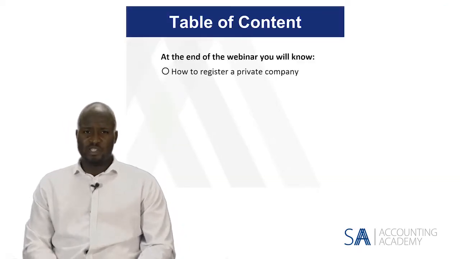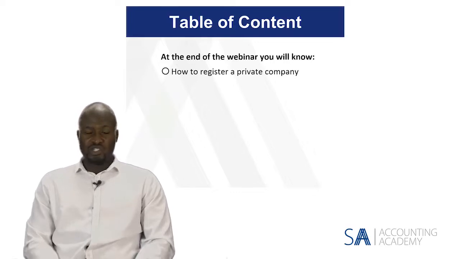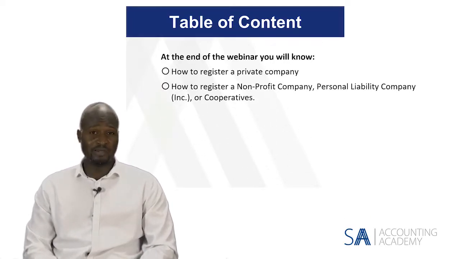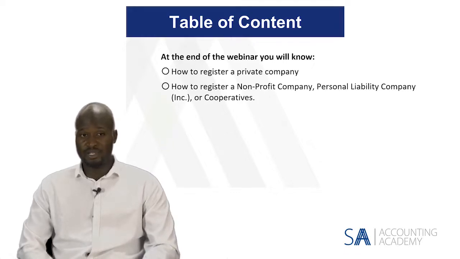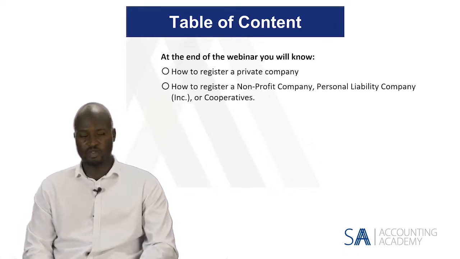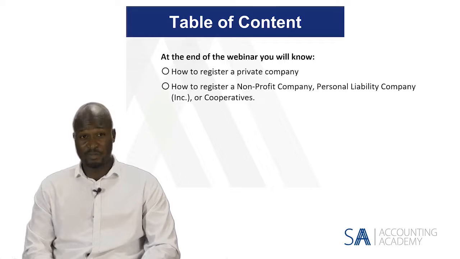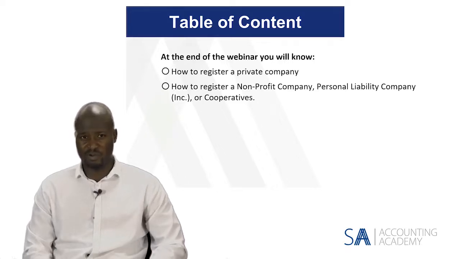At the end of today's webinar, you will know, one, how to register a private company. You will know how to register a non-profit company, a personal liability company known as an Inc., or cooperatives. Cooperatives are another one, not related to personal liability. So let's get this understood. There are three different types of companies on this second bullet as we go along.